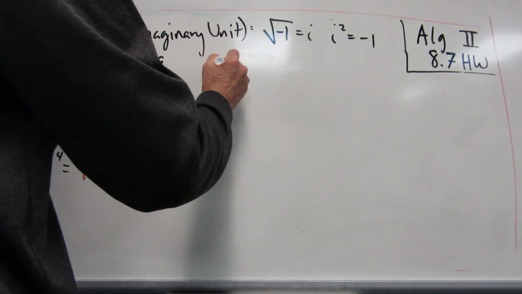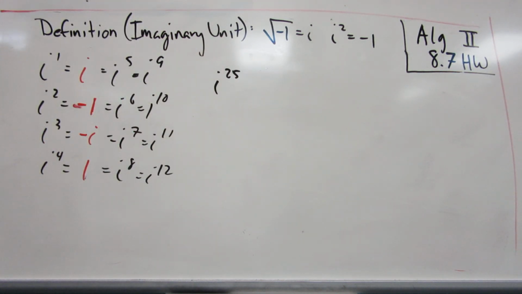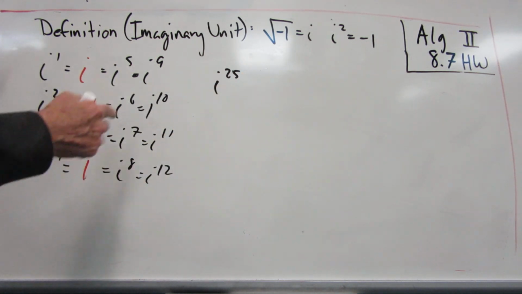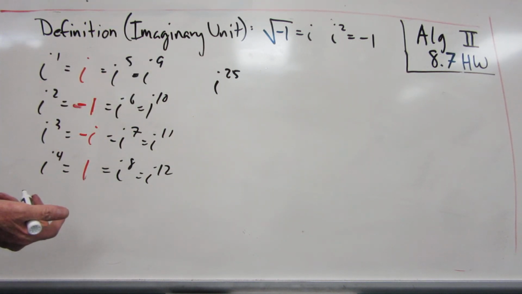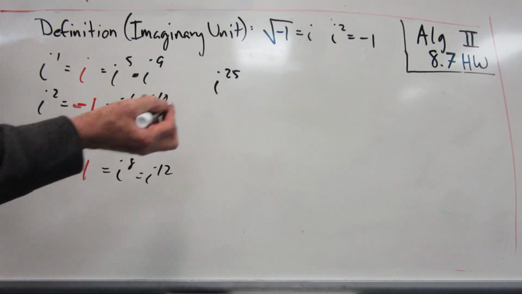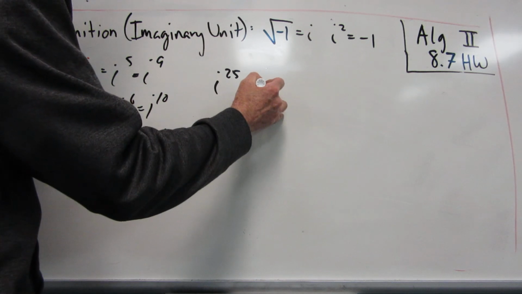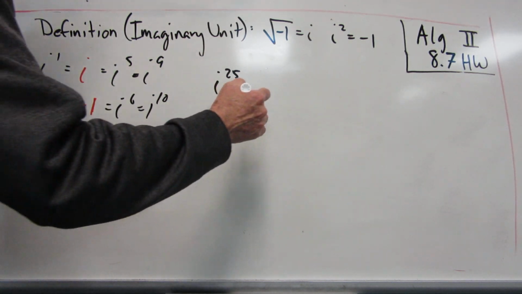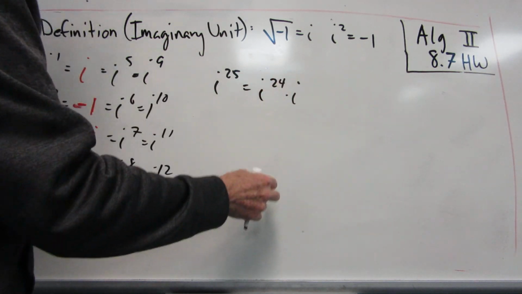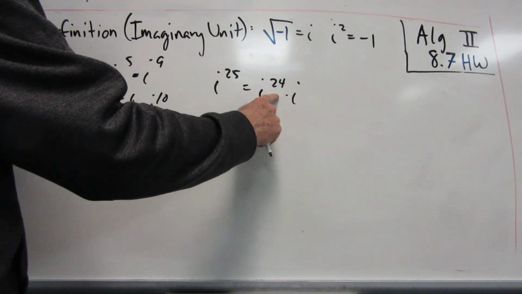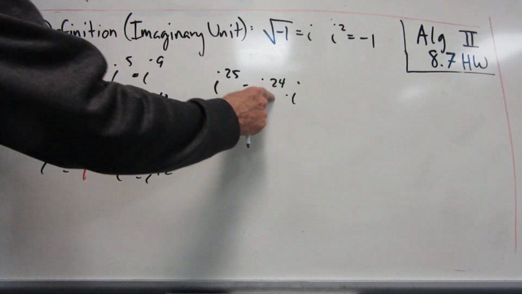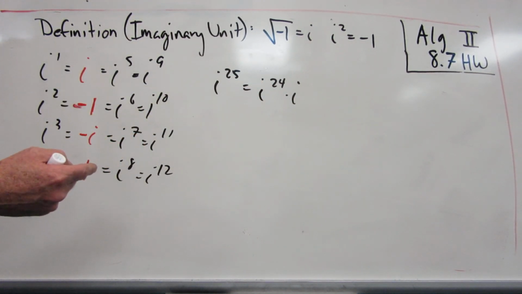So for instance, if I had i raised to the 25th power, I'm going to look for how I can break this up so that I can give it a numeric value somehow. You kind of got to play around with it. Using rules of exponents, I'm going to break this into i raised to the 24th times i raised to the 1, which would be equivalent to that. And let me break this up into something that's going to give me a number.